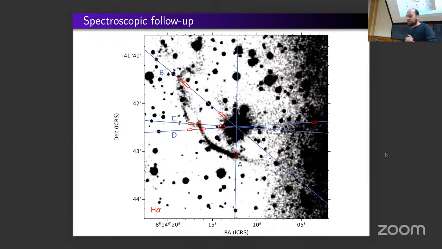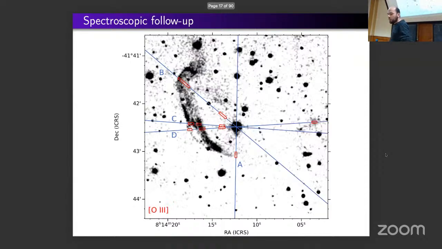We did spectroscopic follow-up with those, and the blue lines are our slit orientations, and the red regions are where we extracted spectra of this arc. So here you can see the arc on the H alpha image. Again, on the right is the H2 region. And here is the same in the O3 filter. And you can see there is a lot of structure in this arc, various knots, and so on.